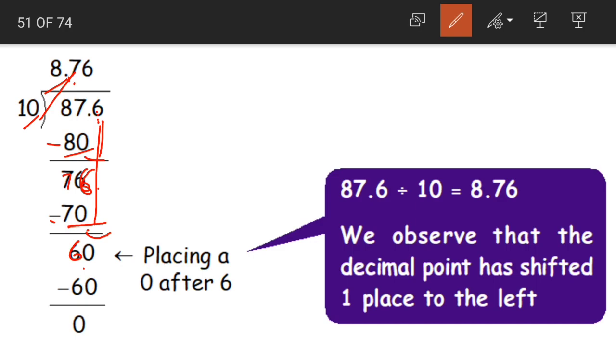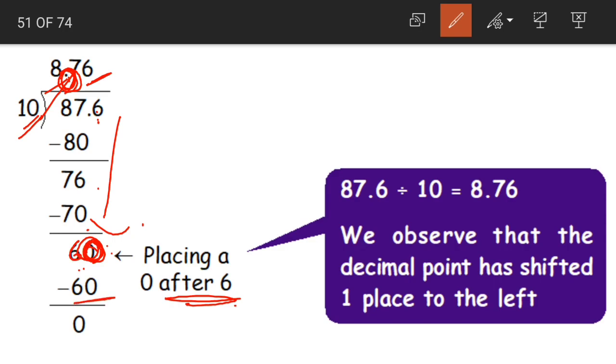Yes, 6 is our remainder, but after 6 we have nothing to bring down. But we cannot leave 6 as a remainder here. As we have a decimal point here, you can place 0 after 6. After the final remainder, you can place a 0, children. As we have already kept a decimal point in the quotient, we can place a 0. Now we have 10 6s are 60. When we subtract, 0 is our remainder.